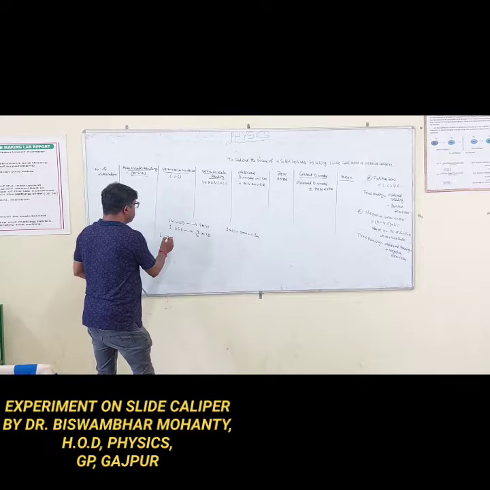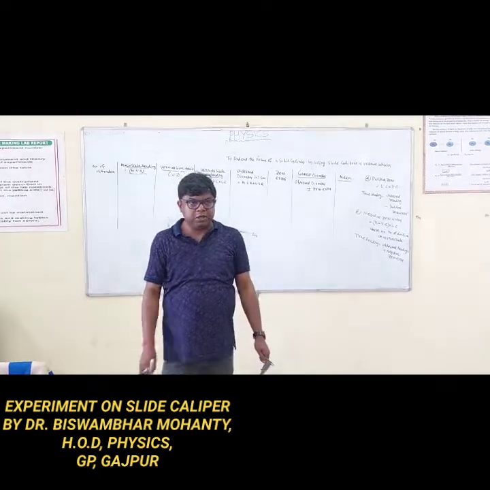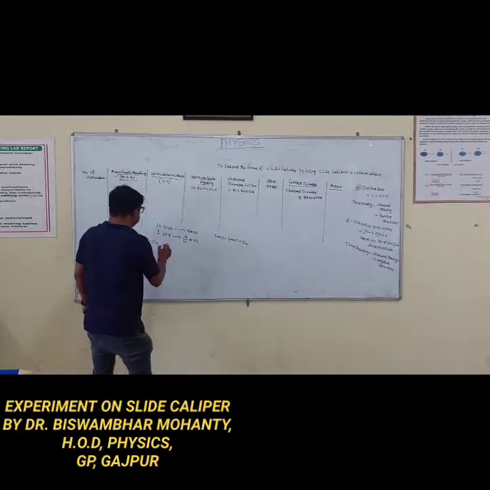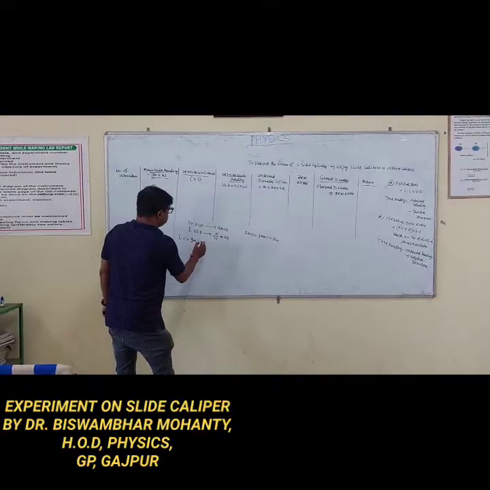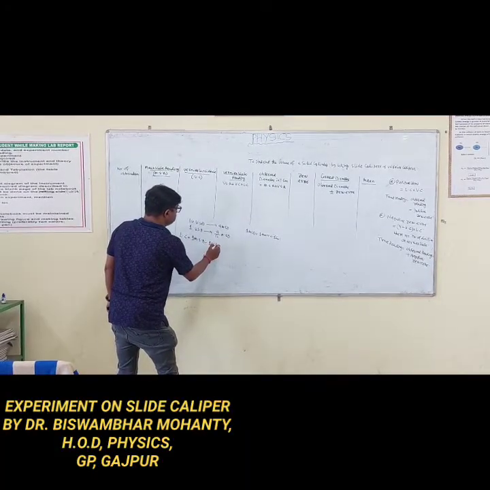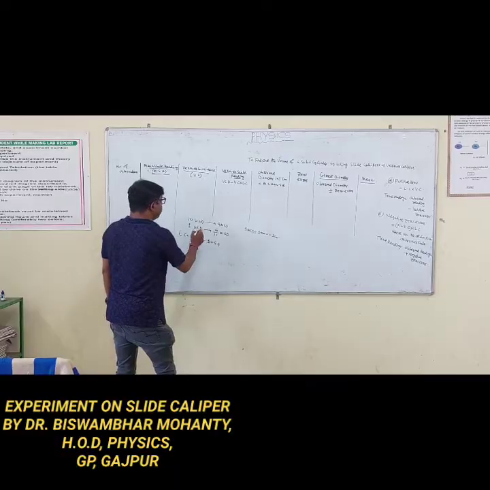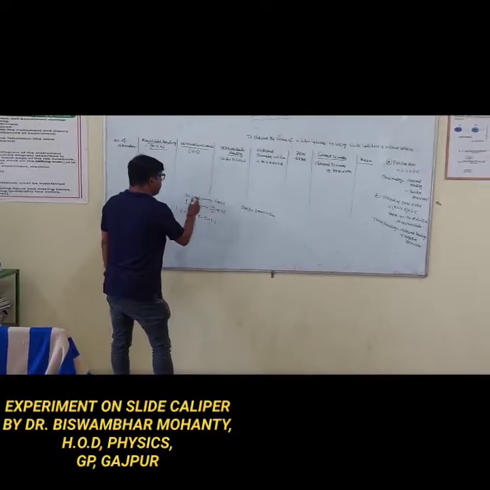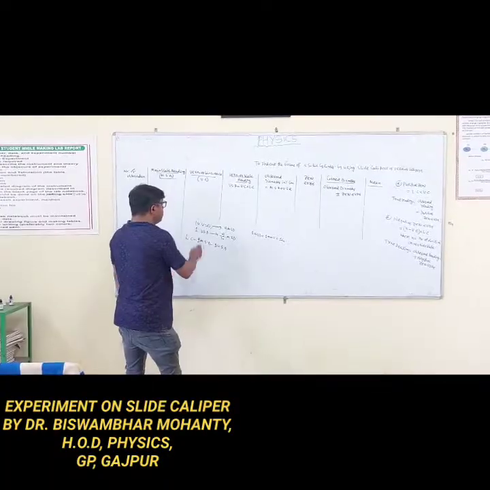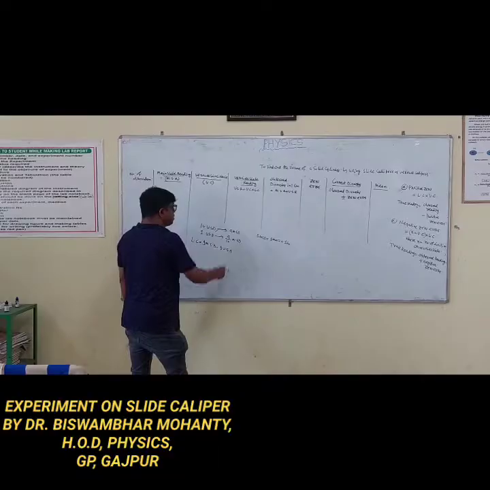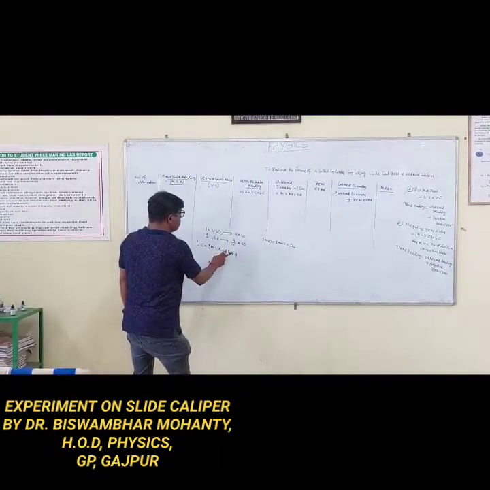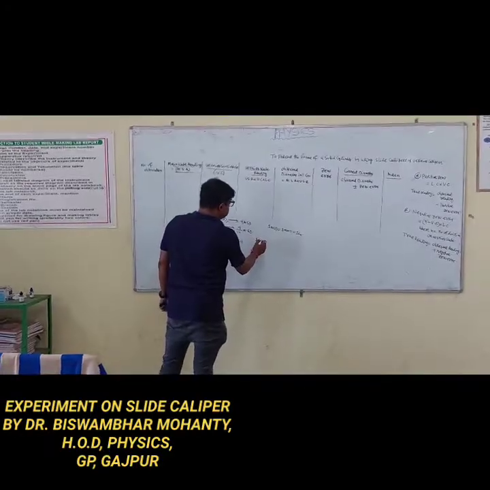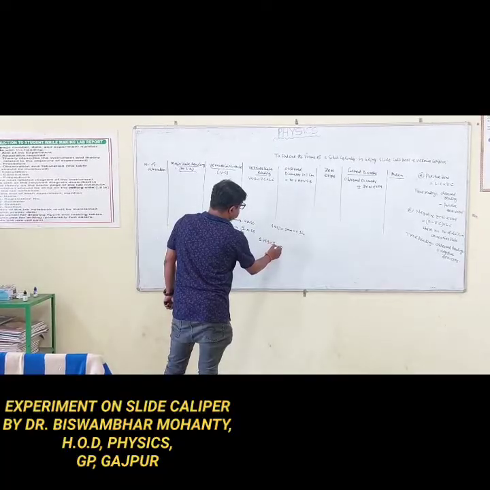And least count is equal to small a. Least count is the smallest measurement that can be made by the instrument. That is equal to 1 main scale division minus 1 vernier scale division. So 10 vernier scale divisions coincide with 9 main scale divisions, so 1 vernier scale division coincides with 9 by 10 main scale division. So that is 1 MSD minus 1 VSD, and 1 VSD is equal to 9 by 10 MSD.